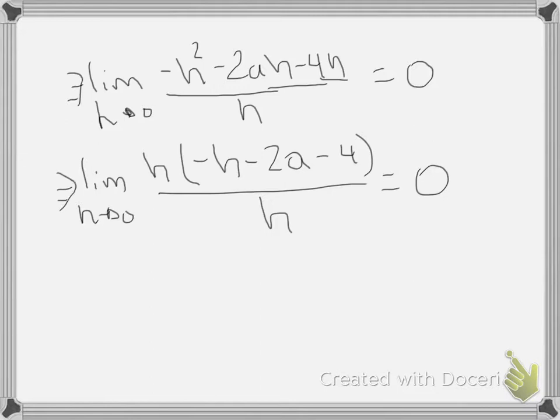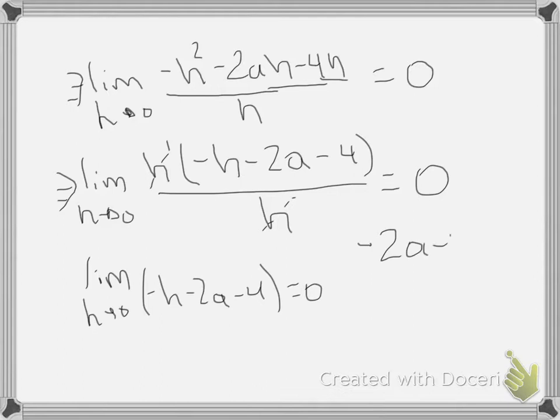So I should put that these are arrows, not equal. Each step along the way equals 0. Now my h's will reduce down, and so I end up with the limit as h approaches 0 of just negative h minus 2a minus 4. That's got to equal 0. Well, we evaluate a limit by plugging in the value of the limit. We plug in 0. If you plug in 0, you're left with negative 2a minus 4, and that has to equal 0 if we're going to be horizontal. We can do some quick algebra, add 4 to both sides, divide by negative 2, and that tells us that a has to equal negative 2.